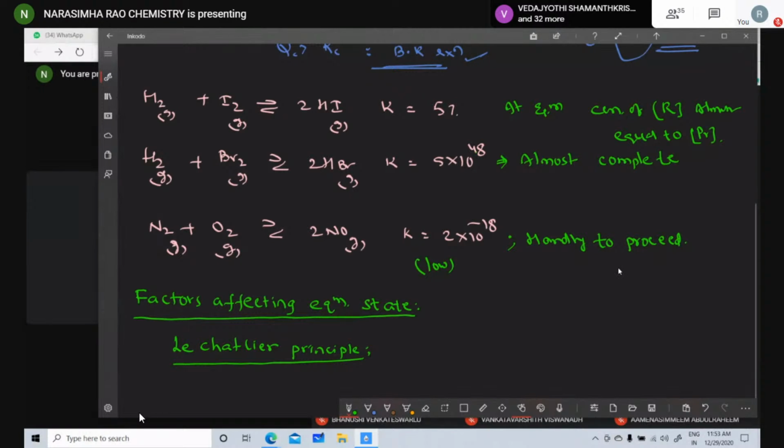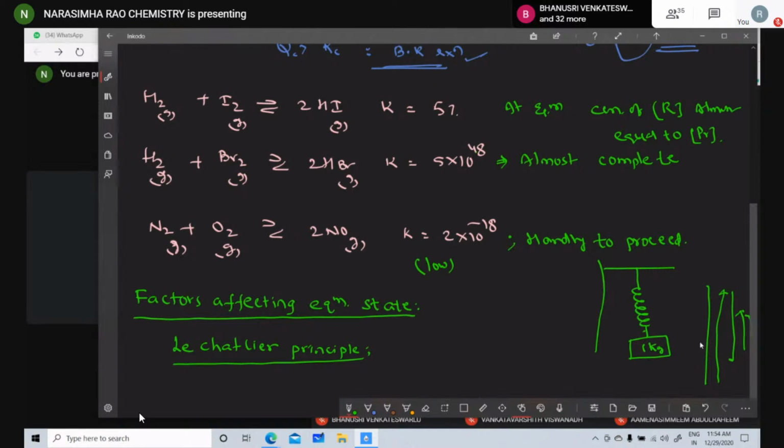Here, students, for example, what I am taking, children, is a spring. A normal spring hangs like this. But I attached a 1 kilogram weight to this. Immediately the spring will stretch and come back, stretch and come back, and finally exist at an equilibrium state.